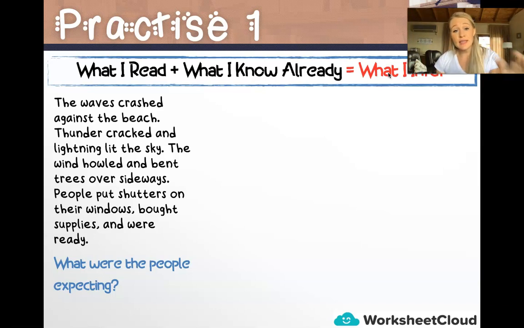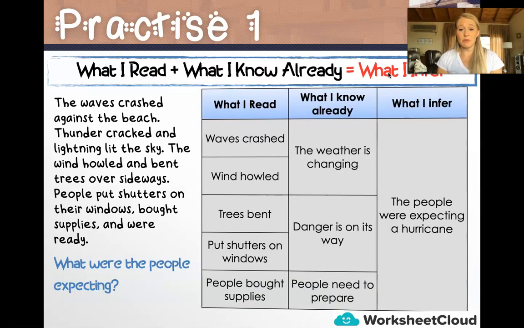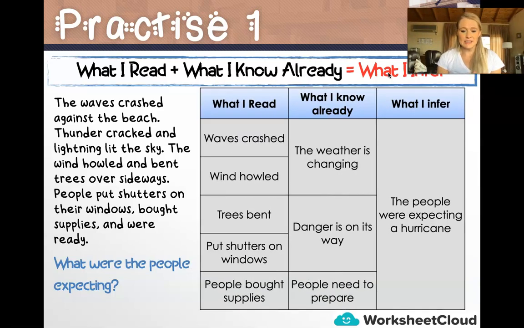Nowhere in this piece does it outright say this and this is going to happen, and that's what the people were expecting. It doesn't tell us that. So this is where we have to infer. And when we infer, I also encourage you to draw a table that looks something like this. The first column is what I read. The second is what I know already. And the third is then what I infer, what I can conclude.